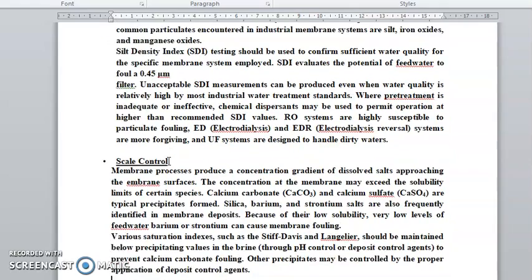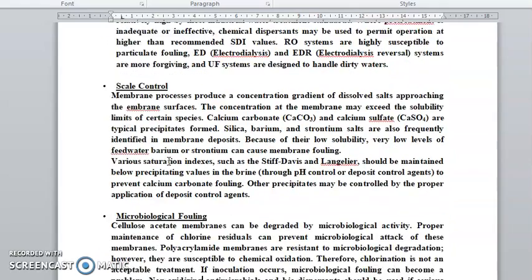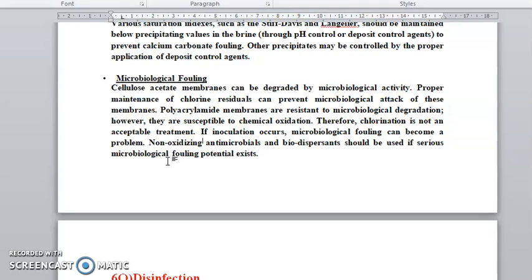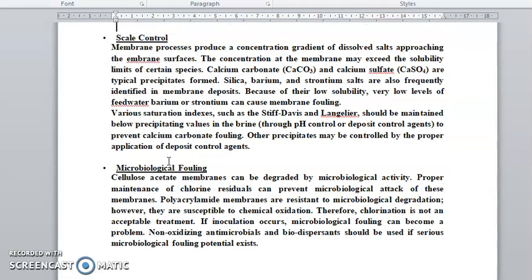Scale control. Okay, next one, scale control. A membrane process produces a concentrate gradient of dissolved salt approaching the membrane surface. The concentration at the membrane may exceed the solubility limit of certain species. Calcium carbonate and calcium sulfate are the typical precipitate forms.